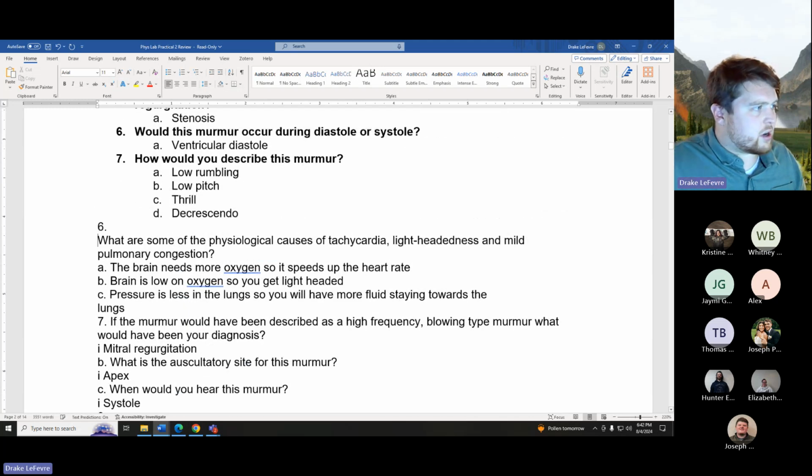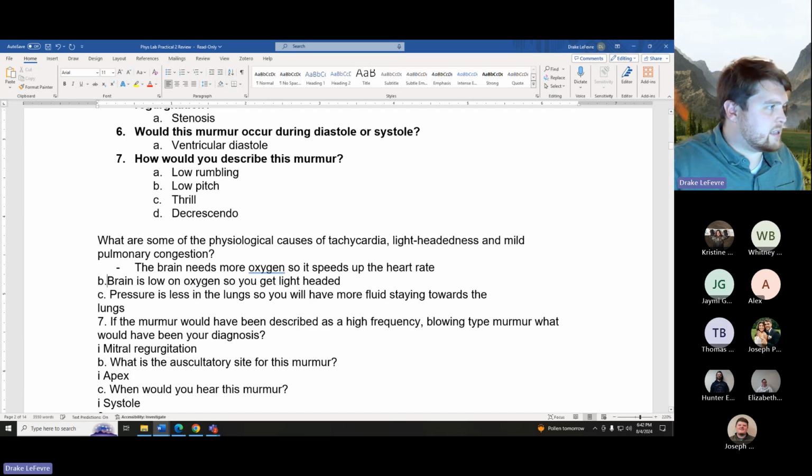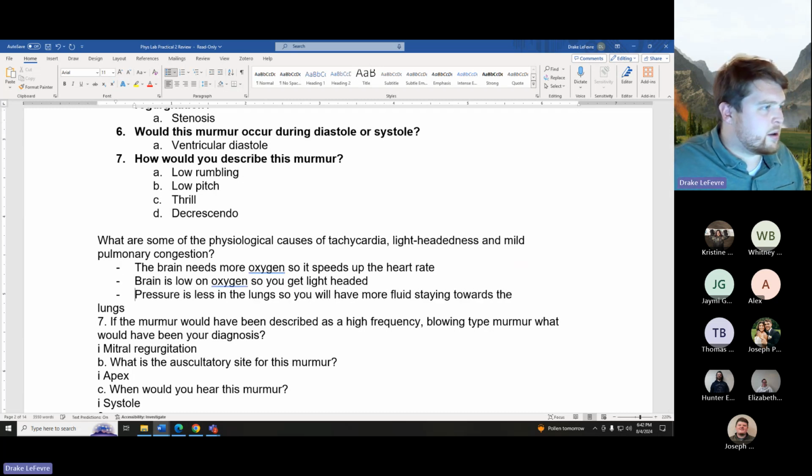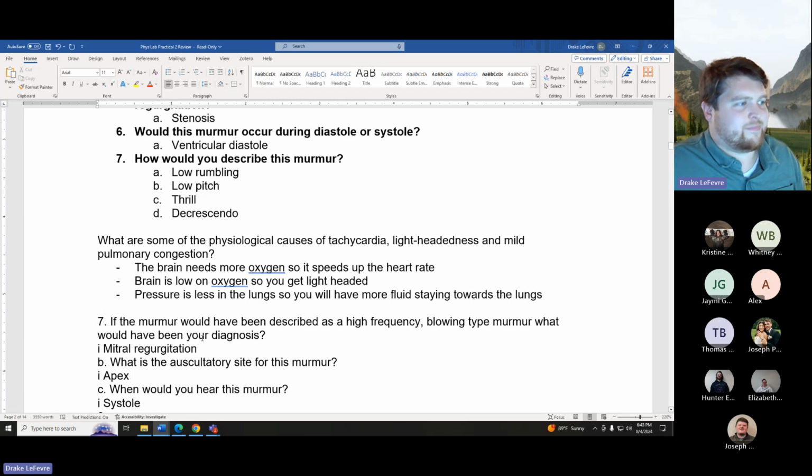What are some of the physiological causes of tachycardia, lightheadedness, and mild pulmonary congestion? It's more of an extra type of question, but whatever, we'll answer it. So basically, as we know, the brain needs oxygen. When the brain's not getting oxygen, it makes the heart beat faster because the brain wants oxygen. That's basically as deep as it goes. So because the brain needs oxygen, it speeds up the heart rate. Because the brain is low on oxygen, you get lightheaded.